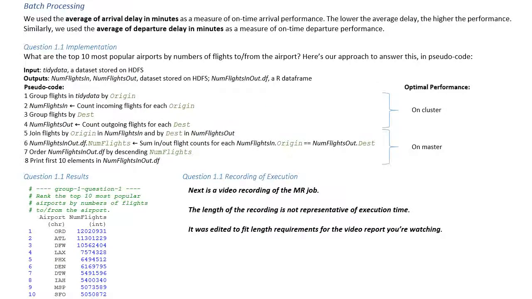To find the top 10 most popular airports, we grouped the data by origin airport and counted the flights. We grouped the data by destination airport and counted the flights. We then joined the two sets of results by airport, summed the incoming and outgoing flights, ordered the results, and picked the top 10.